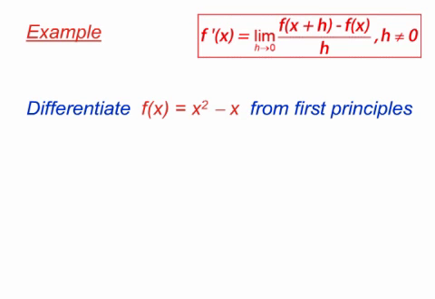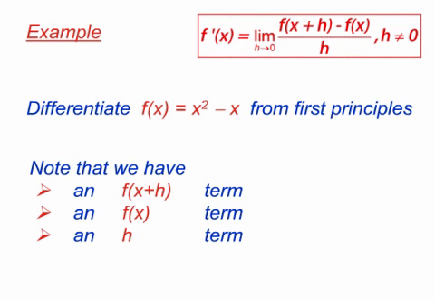Let's look at an example. We want to differentiate f(x) equals x squared minus x from first principles. Notice in the formula that we have three terms to investigate. We have the f(x + h) term, the f(x) term, and the h term.